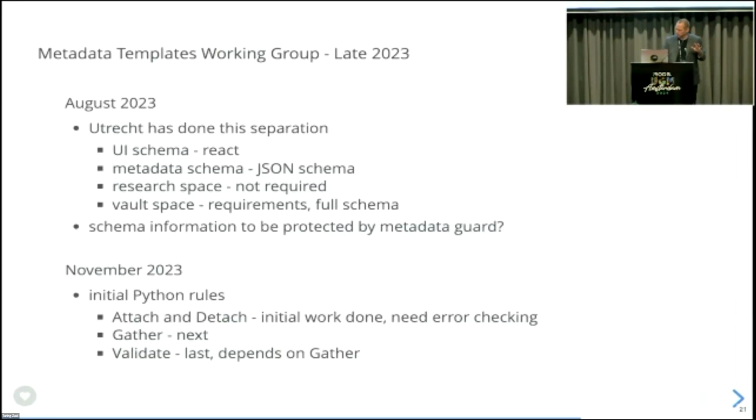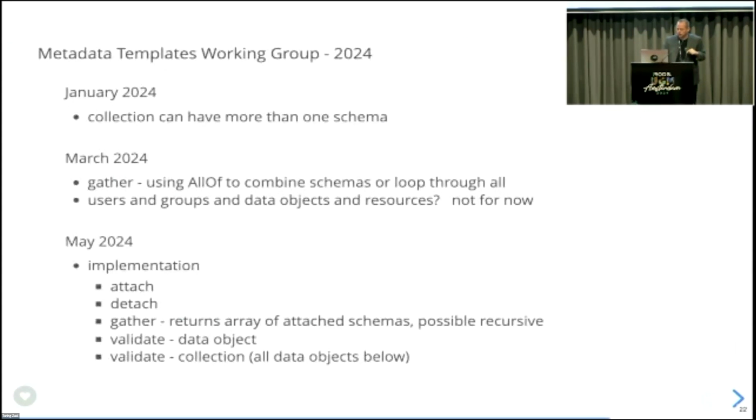Gathering was going to be pretty straightforward. I think I had a good idea about that. And then validate sounded hard. It depended on gather. This year, we asserted that collection should have more than one schema. Brilliant. Welcome to 2024. The gather immediately gave us trouble because am I trying to combine perfectly good existing schemas and make a ball of mud of my new one?